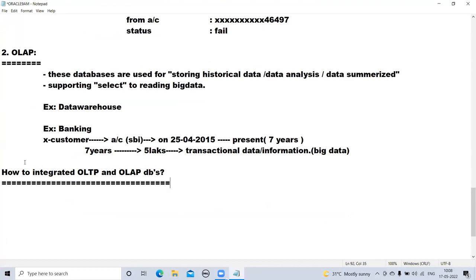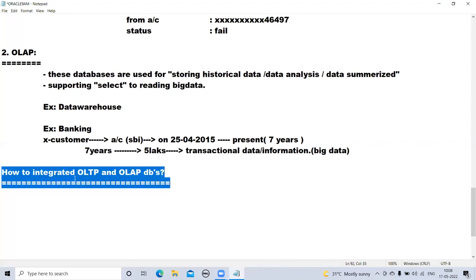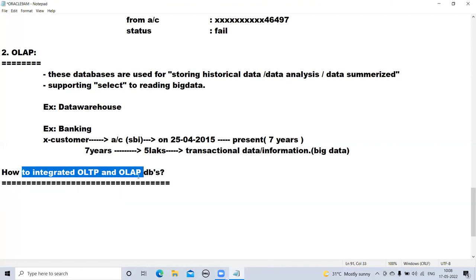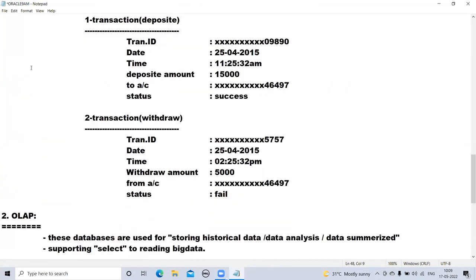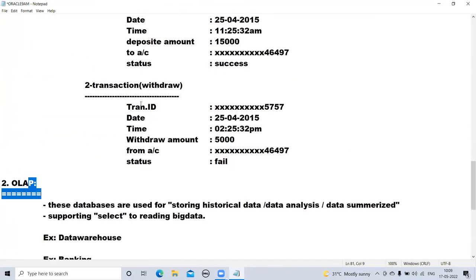We will discuss these things in tomorrow's session, guys. I stop here, and tomorrow we will see how to integrate TP and AP together and how it works. This is most important. As of now, we only discussed definitions: what OLTP is, what OLAP is, and their purposes.